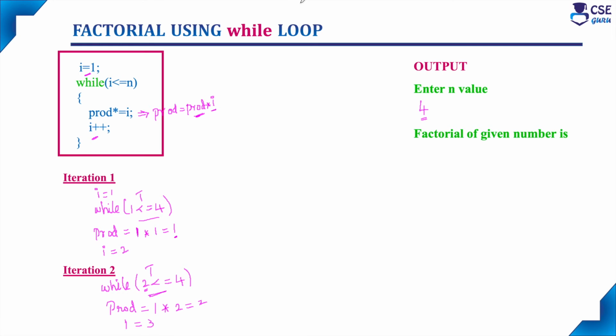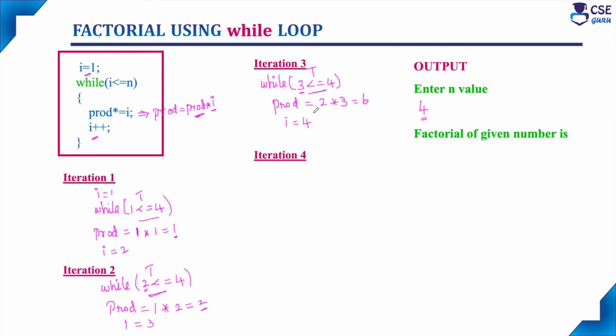With i equal to 3, consider the third iteration. In the third iteration, check the condition: i value 3 is less than or equal to 4. Condition true. Then find the product. The product is the previous iteration product value 2 into i, the current iteration i value 3, so we will get 6. Then update the i value. i gets updated to 4.